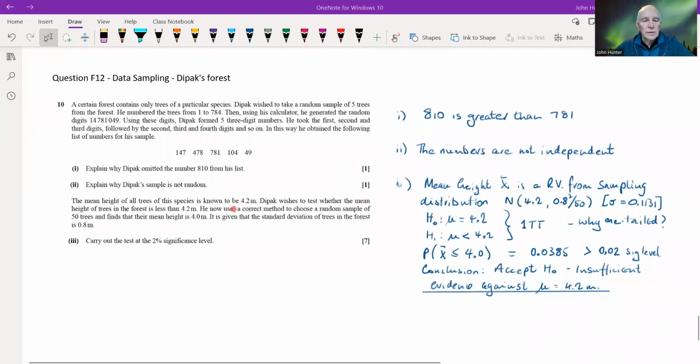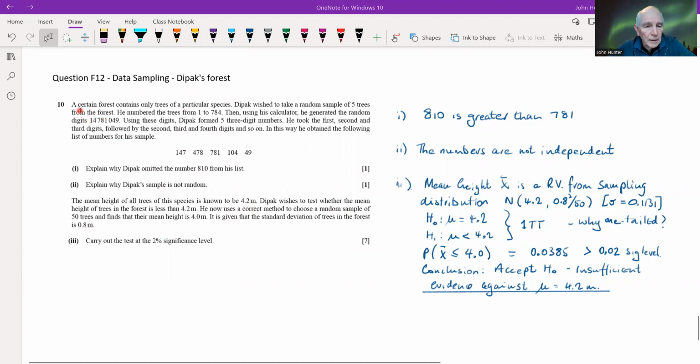Okay, this is a worked example for hypothesis testing with a normal distribution, including, of course, the sampling distribution is what we're using. And this one's to do with what's called Dipak's forest.